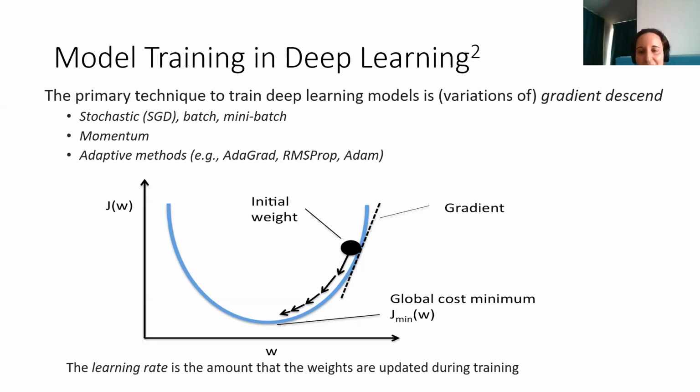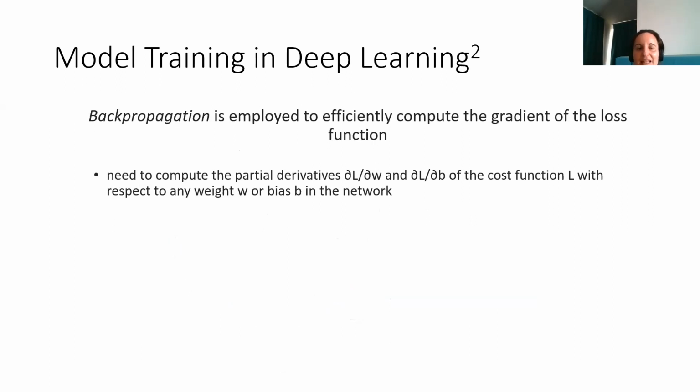Okay, now once we have that, the question is, how do we compute the gradient of this complicated function that the deep learning model describes? And this is where backpropagation comes into play. Backpropagation is an algorithm that's employed to efficiently compute the gradient of the loss function.